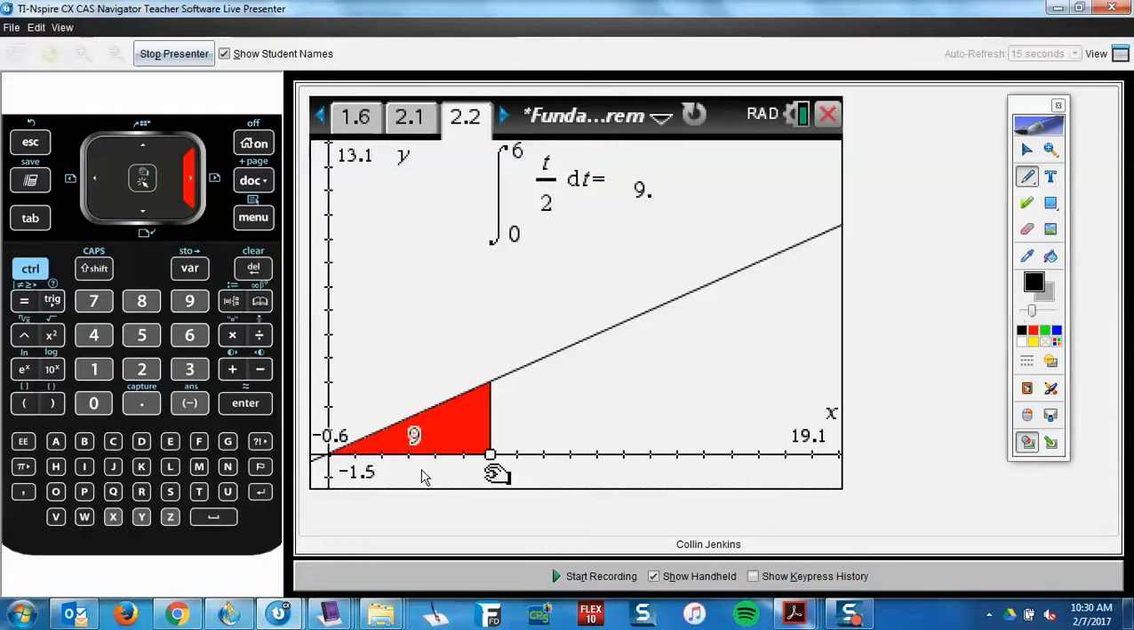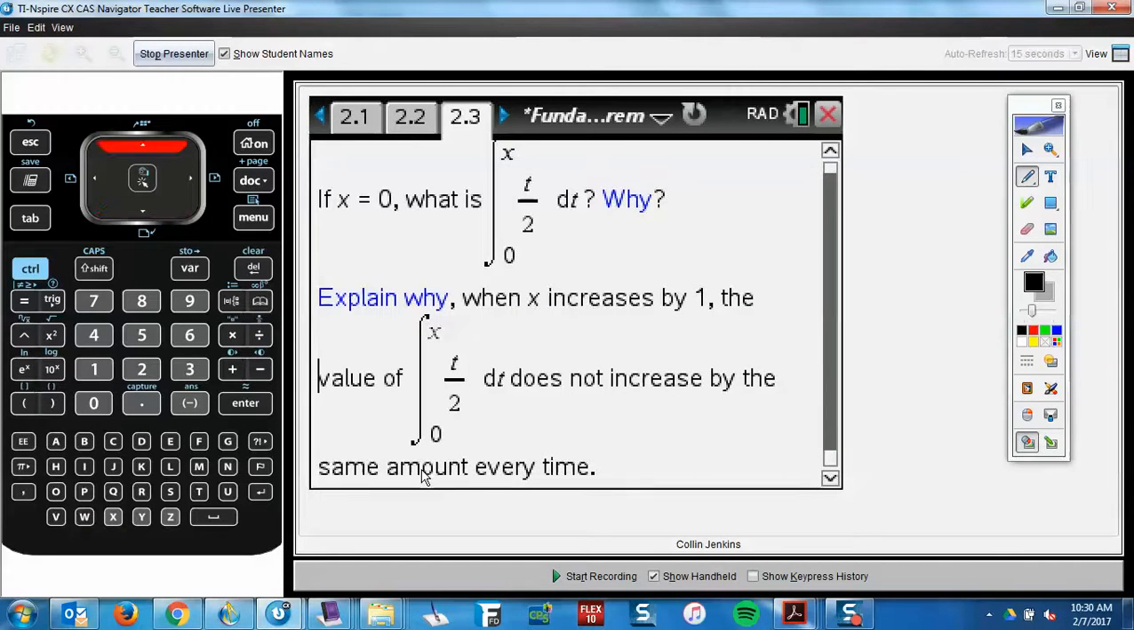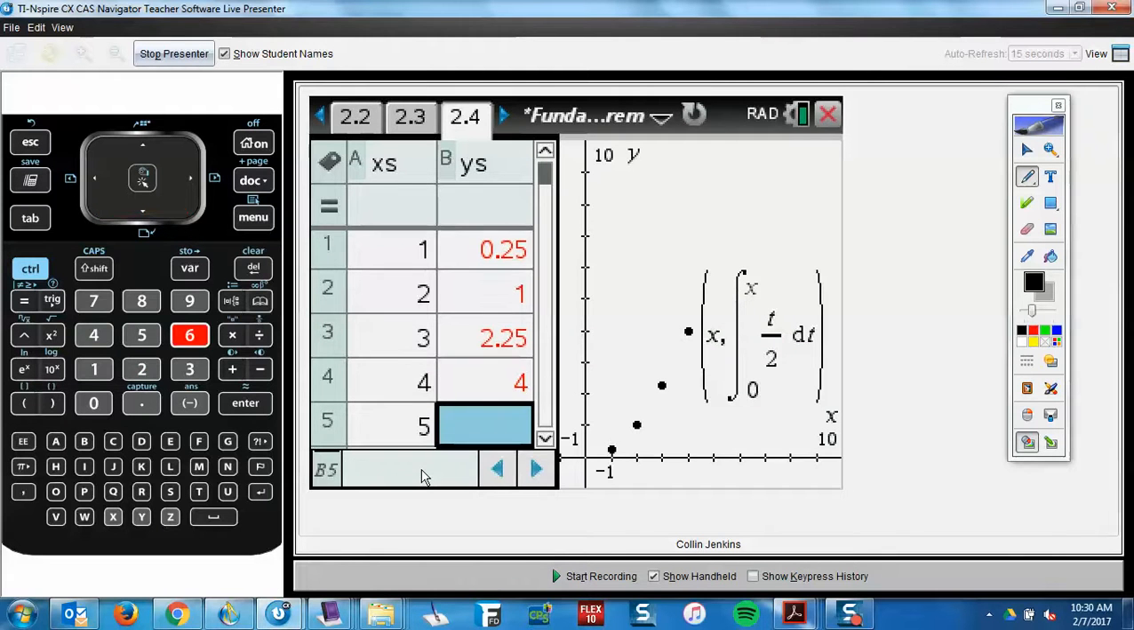All right, now go to the next page, Tom. Okay, so again, if x is 0 and area is 0, it should be 0. Why doesn't it increase by the same amount? We just said because of bigger and bigger chunks. Okay, go to the next page. Let's fill this in. So we had 0.25, 1, 2.25, 4, 6.25. And so sure enough, it's going up, not in a linear fashion, but more in a curvy, almost U-shaped fashion. Okay, next page.